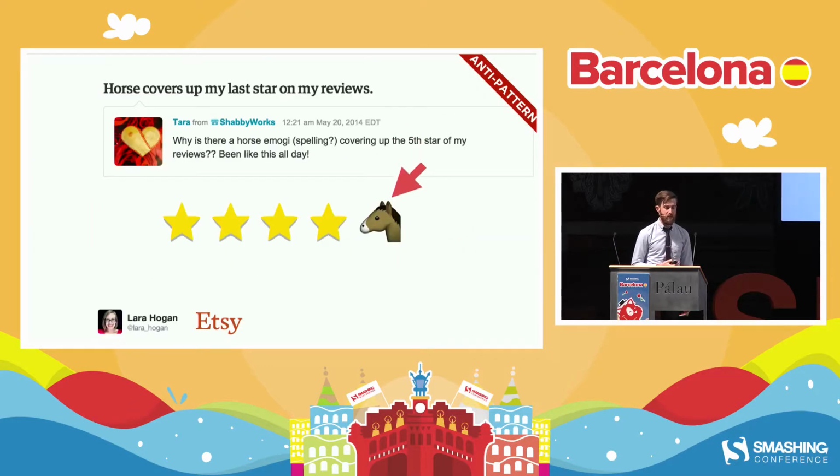Another great example I love is from Laura Hogan of Etsy. It's the same problem, right? So they've loaded icons for the first 4 stars. The half-star icon had a fallback to a horse for some reason. And they got this feedback: why is there a horse emoji covering up the 5th star of my reviews? Well, it's because it wasn't a full star, it was a half star. But yeah, it's not good.